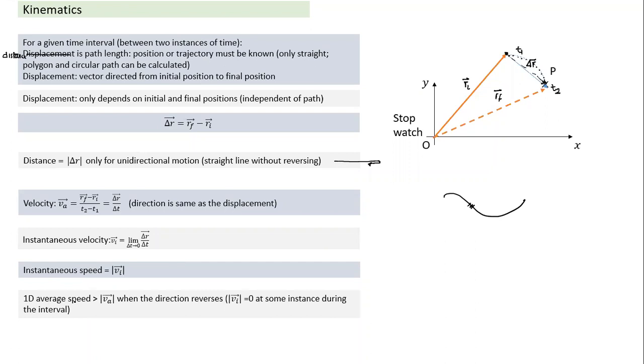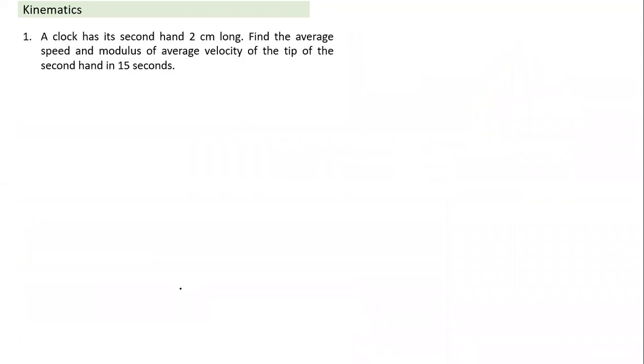In case of 1D, average speed is greater than the magnitude of average velocity whenever the direction changes or reverses. Any change in direction, this quantity, average speed, will always be greater than the magnitude of average velocity. So these are simple points. Let's go on to some simpler, and some of the questions are very simple. I'll quickly go through something on distance, displacement, velocity, and speed. Okay, we'll very quickly go through.